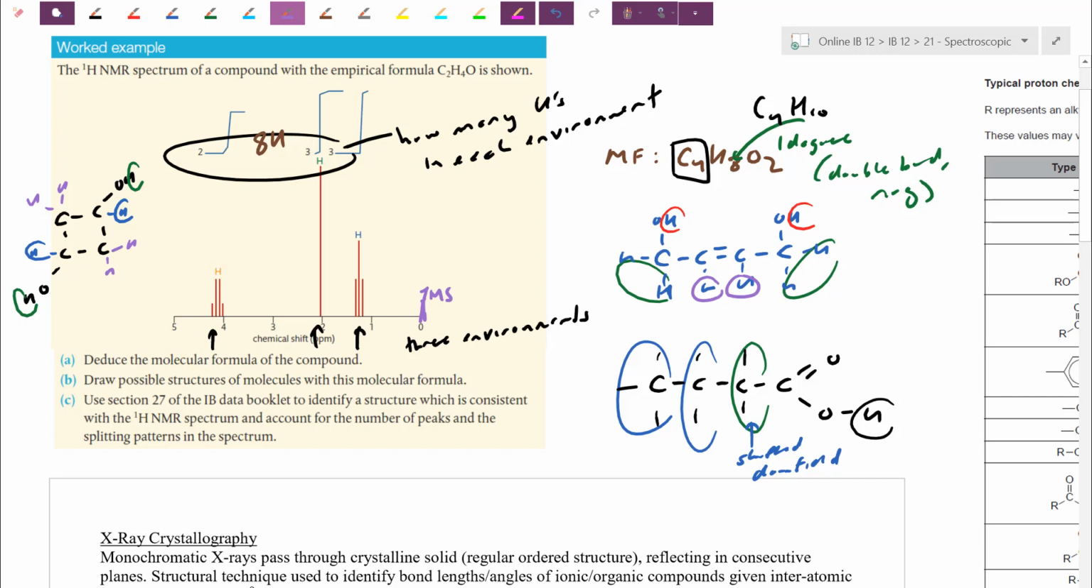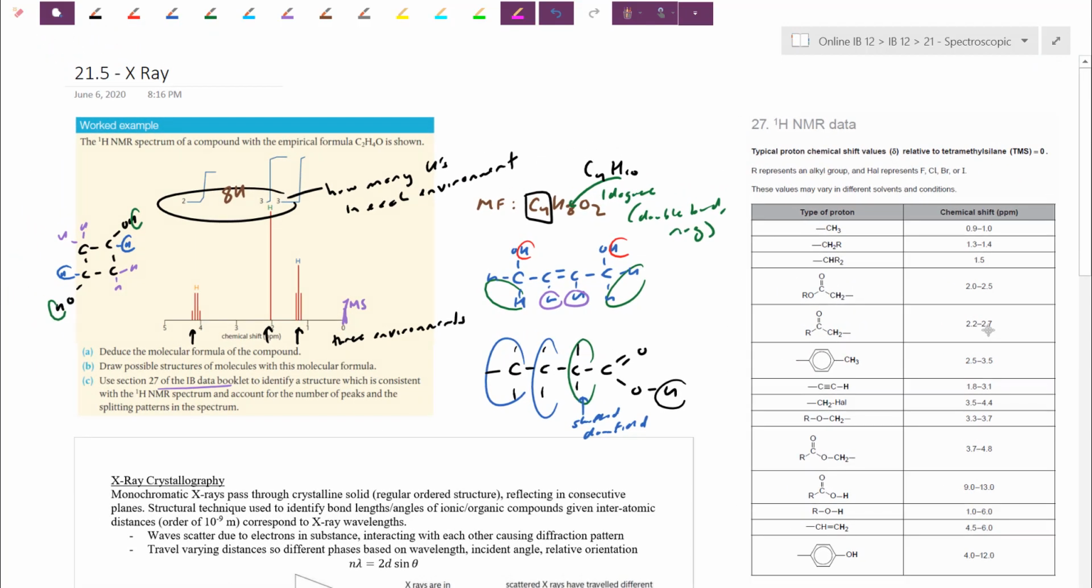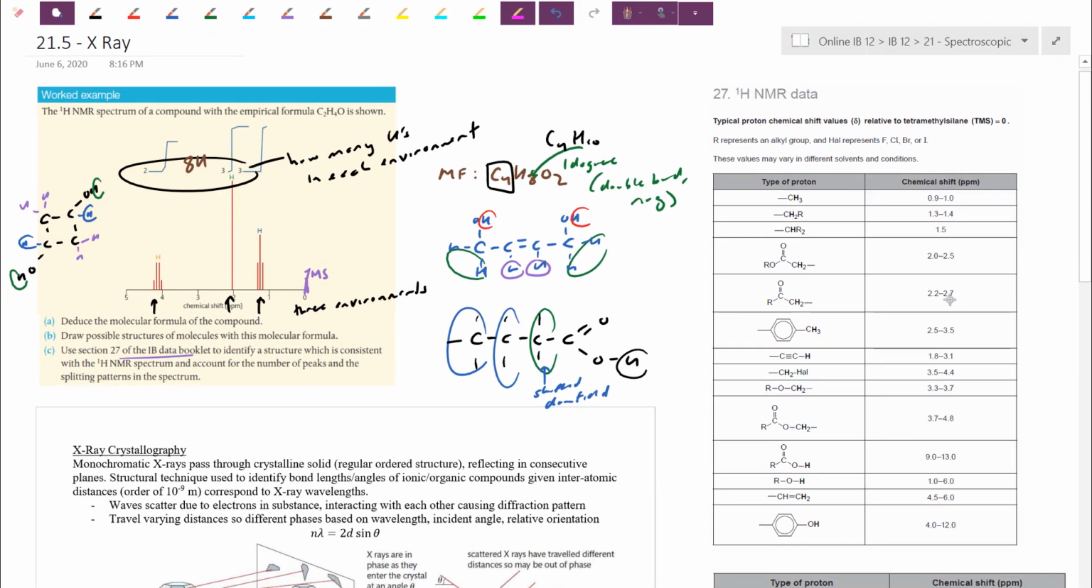So far, based on what we know previously, it's hard. We need some more hints. So what they're actually asking you here is, okay, let's go to our data booklet. Let's see if looking at the shift value, I know it gives you a nice range, but see if that actually hints at what's happening. So I have a value here, maybe 1.3, 1.4 or so. That one there, possibly I have a CH2 and an R group. It could even be a CH and R2 group. Those are in that vicinity.